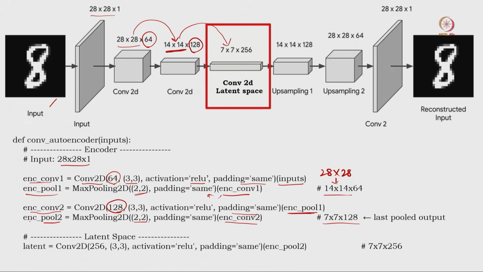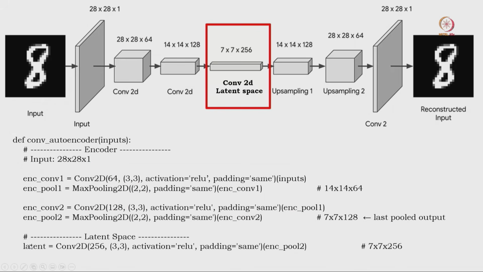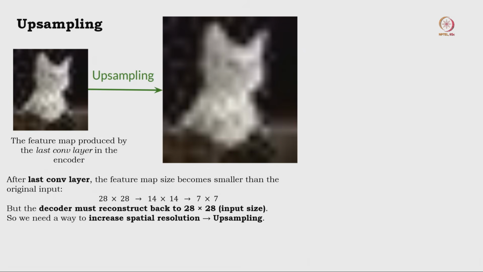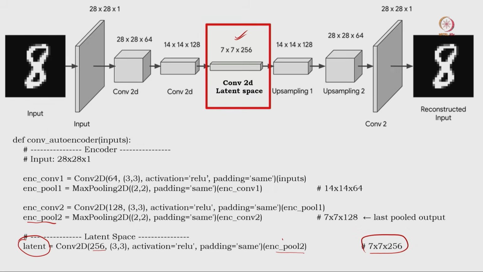So, that is assigned here, and then what are you doing? You are defining one more convolution operation. After pooling we are defining one more convolution, which has 256 kernels. The last pooling is passed as an input to this convolution, and the output of this operation is the latent. So, the latent here is 7 cross 7 cross 256. I hope this is clear to you. Now, this is all with respect to the encoder.